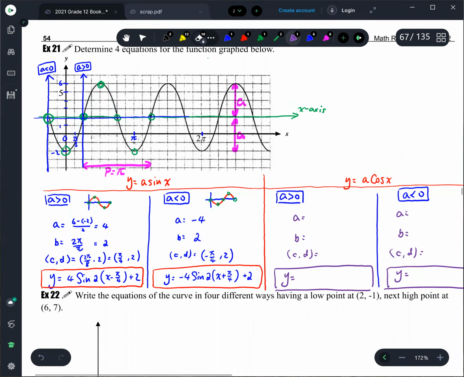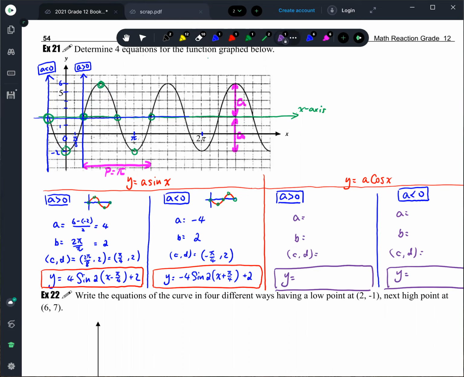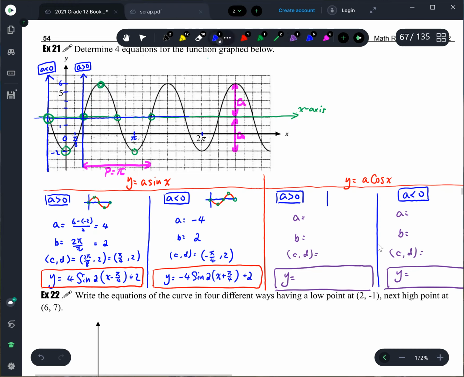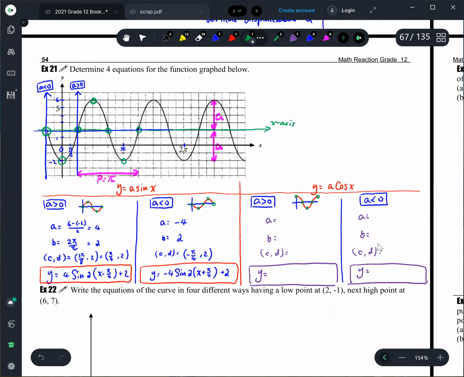So for cosine, I'm going to use a different color, okay? So we can move on to cosine. Cosine graph, first part without reflection. So without reflection, it starts from high, go down, down, up, up. Highest point, middle, lowest, middle, up. Okay, that's without reflection for cosine. So think about where you put the y-axis now.